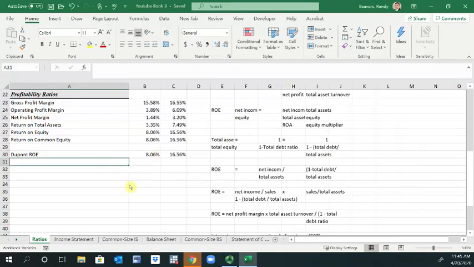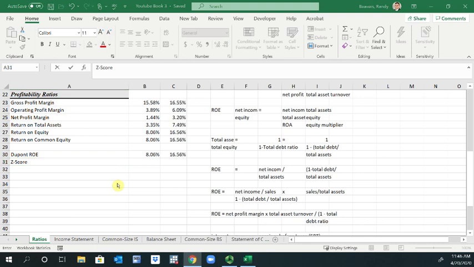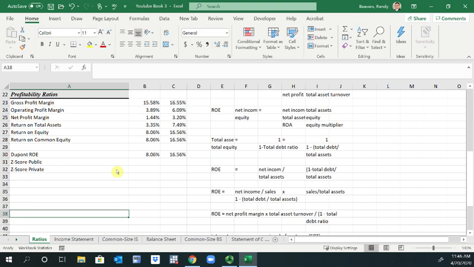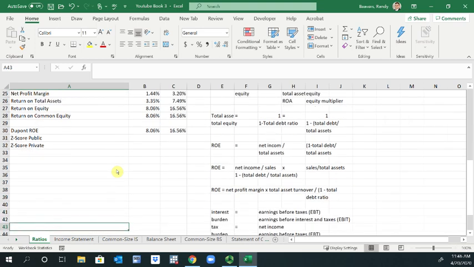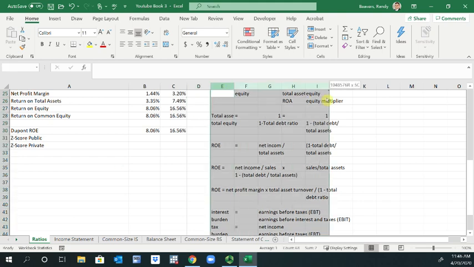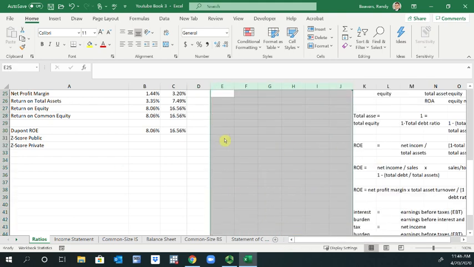All right, this video is going to introduce the Altman Z-score model. So in cell A31, I'm going to label this first one here Z-score, and this will be for public companies. And then we'll talk about a Z-score for private companies. Let me insert, I'm going to send those notes over so I can have this information.